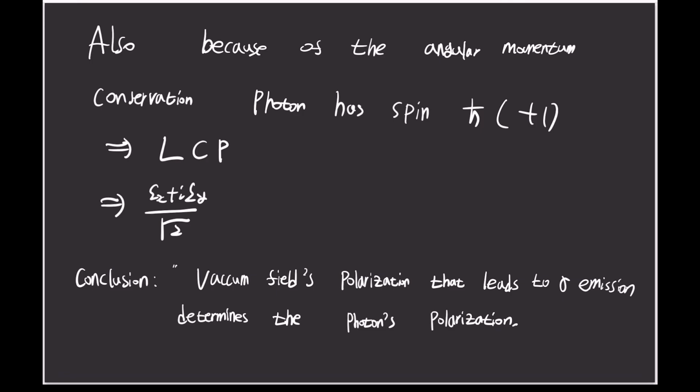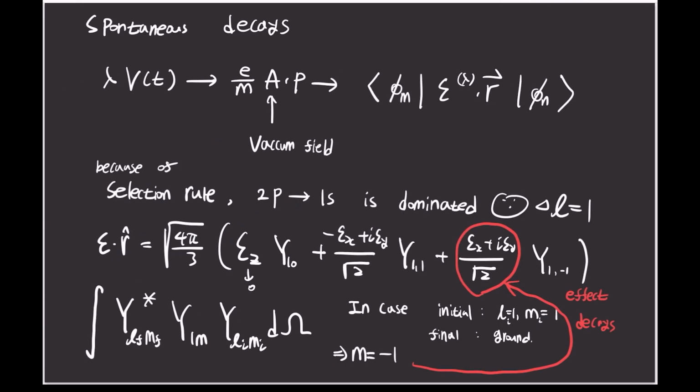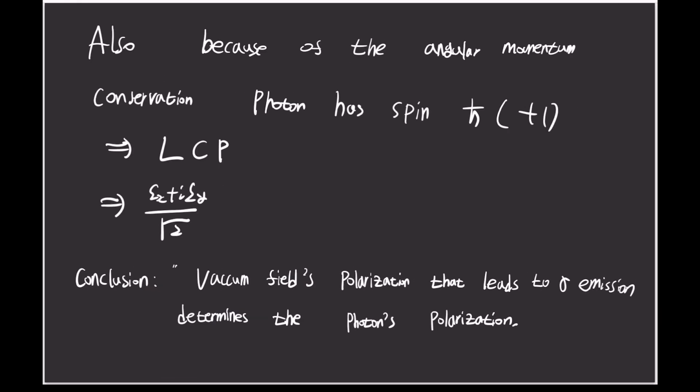As I told you before, this is exactly left circular polarization, and it can be represented with this equation. And it is the same as this, right? This is the vacuum field's polarization. This is the emitted photon's polarization. Conclusion: the vacuum field polarization that leads to the gamma emission determines the photon's polarization. Thank you.